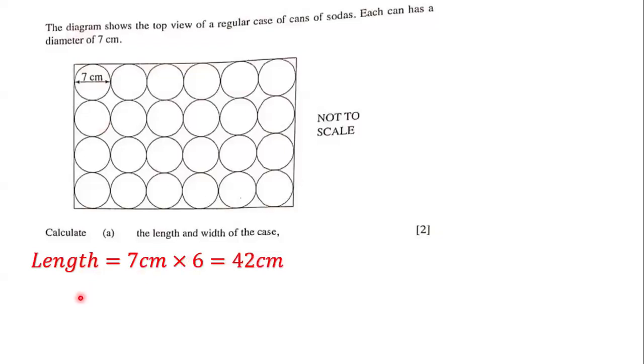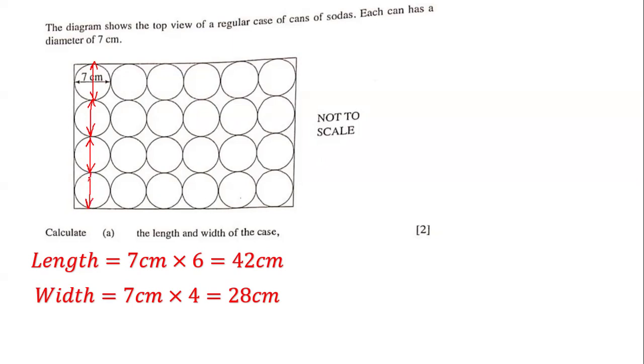Next, we have to figure out what is the width of the case. All right, so the width of the case, notice that, again, we're trying to figure out the width of the case. And it says here that each can has a diameter of 7 centimeters. And so what that means is that this here, the distance from here to here, since it's the diameter, is also 7 centimeters. So this is 7 centimeters. This right here is 7 centimeters because it's the diameter of the can. This right here is also 7 centimeters. All right, so this is 7 centimeters. And this right here is also 7 centimeters.